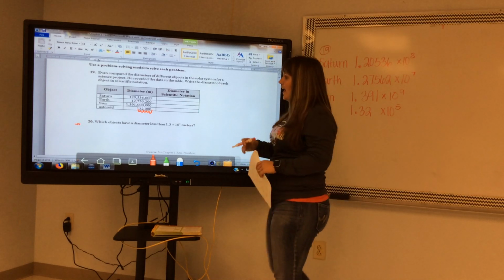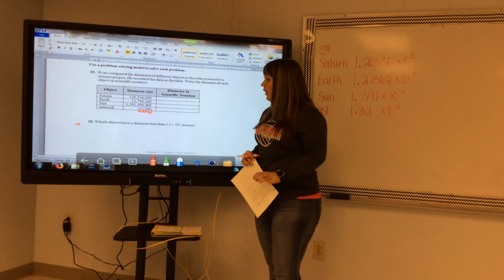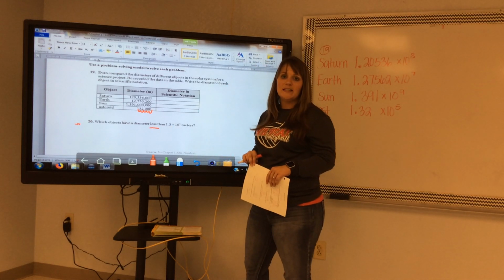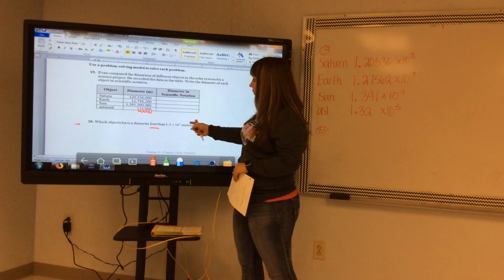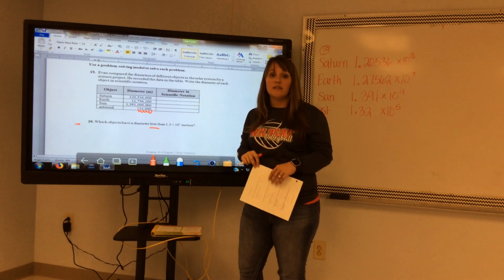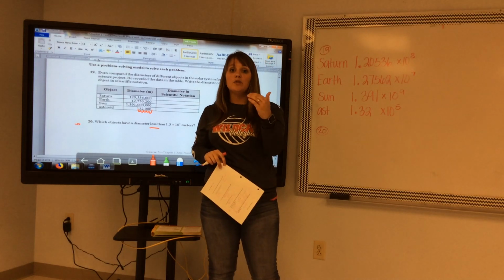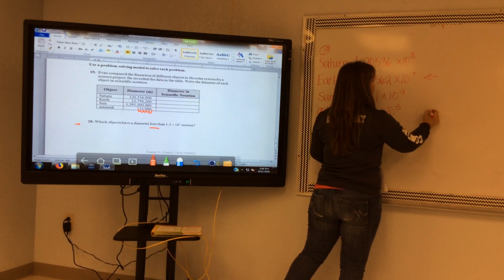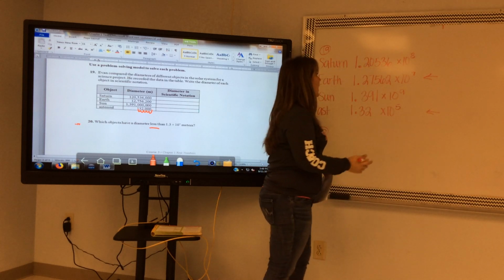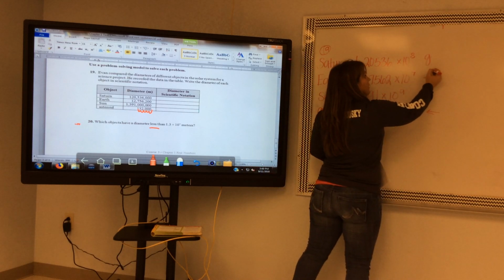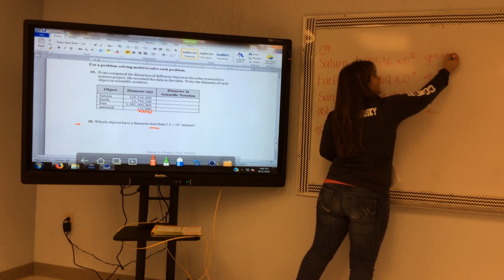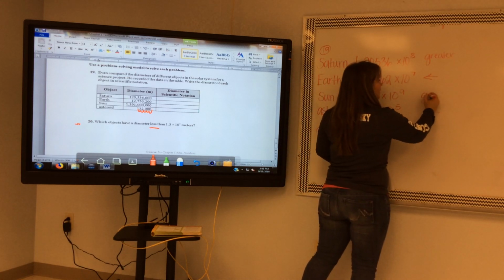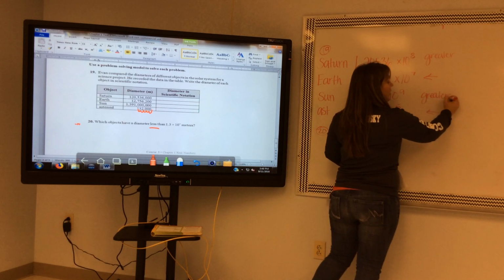Number 20 then asks which objects have a diameter less than 1.3 times 10 to the 7th. Well, all you have to do is compare your exponents first. I'm looking for exponents equal to or smaller than 7. So I have Earth and I have asteroid. 8 I know is greater than, because the 8 is larger than the 7. It has an extra place value. 9 is going to be greater. It has 2 extra place values.